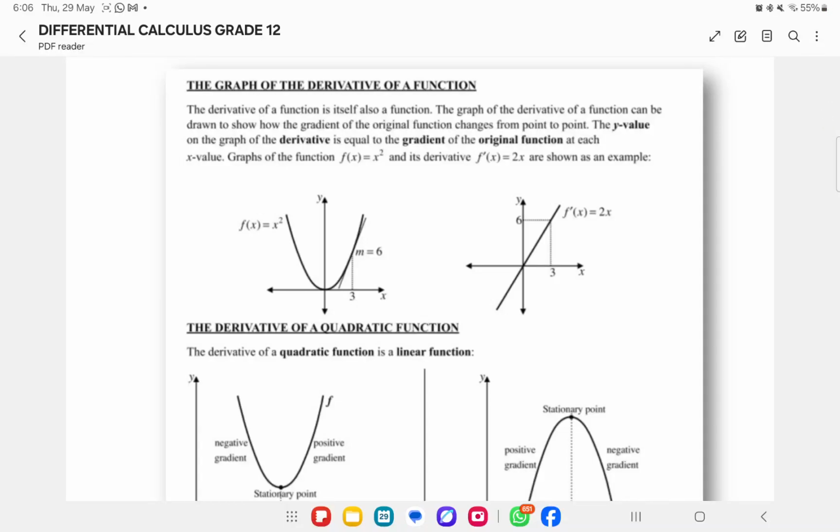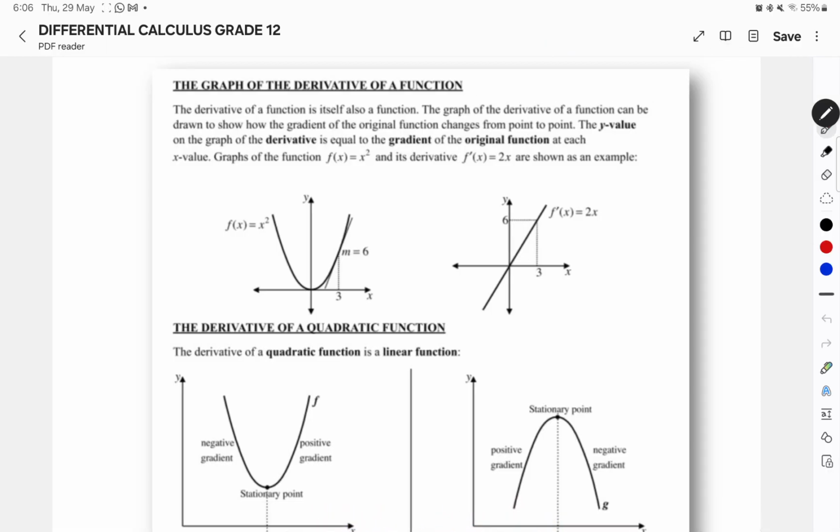Good evening, guys. I'm going to do the graph of the derivative of a function because this is one of the things that we couldn't touch on. But as I was explaining on Tuesday, I did explain a bit here and there about the whole concept. Right, now let's read what they say here.